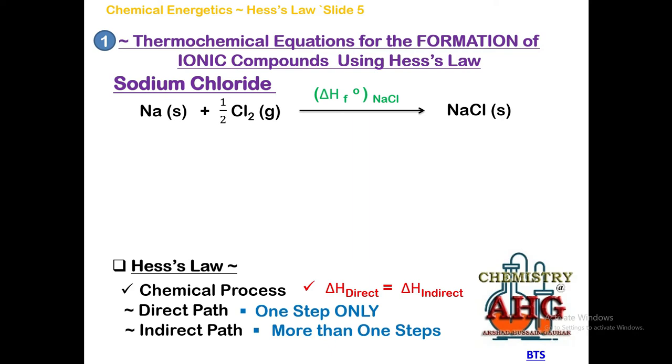Let's start writing thermochemical equations through the indirect path. And I told you, in the indirect path, for the formation of an ionic compound, three steps are involved. Step number one, atomization. We will atomize these two elements first of all. So what is atomization?